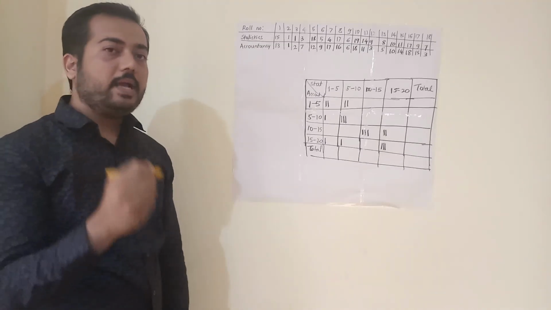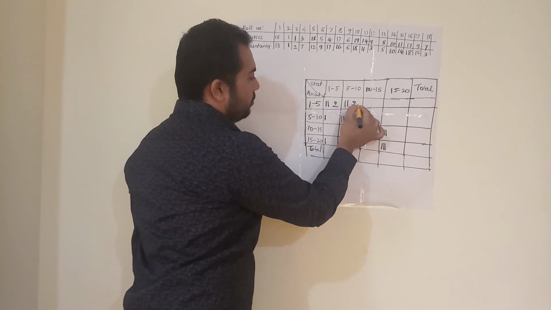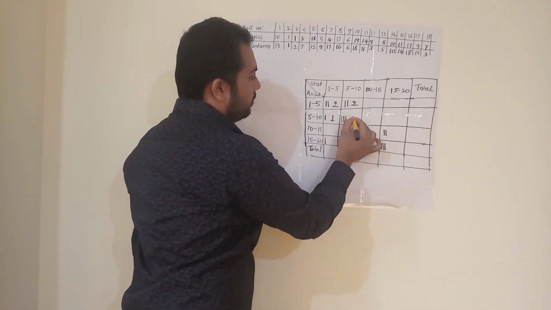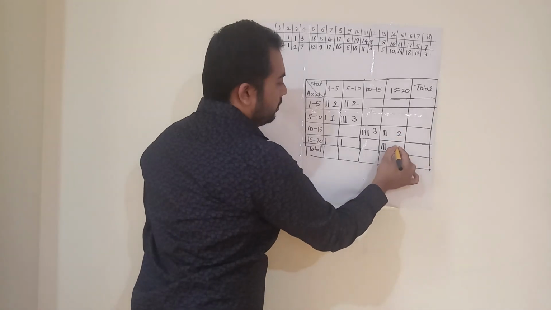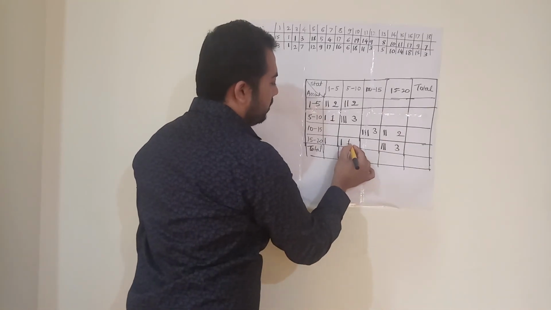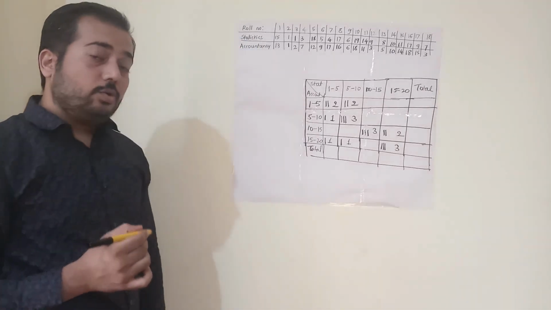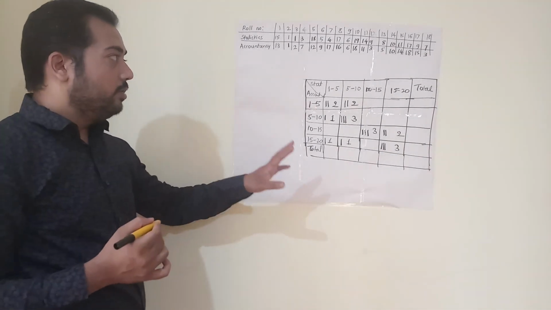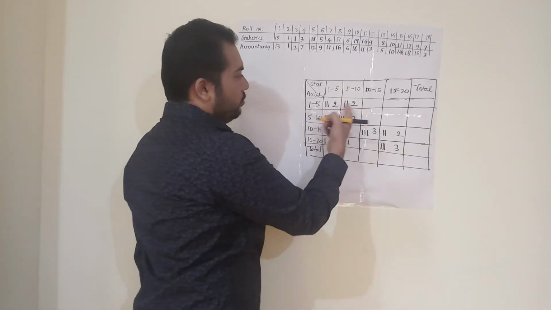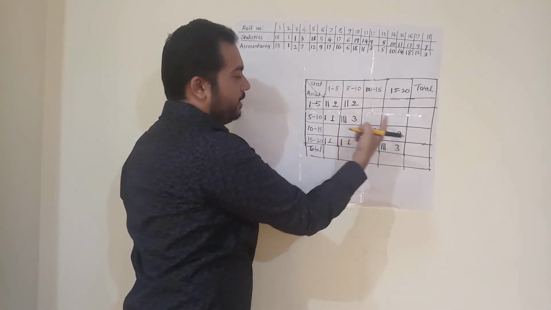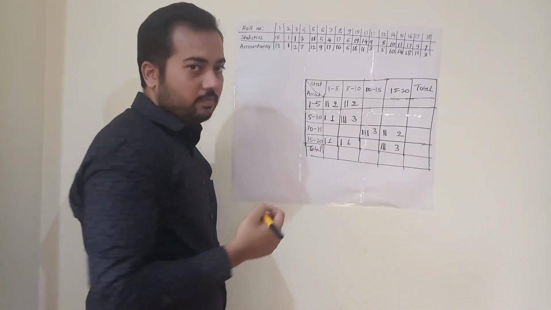Now let me write the count. So this is 2, this is also 2, this is 1, this is 3, this is 3, this is 2, this is 3, this is 1 and this is 1. Okay. So the total frequency should always give me 18. So 2 plus 2, 4 plus 1, 5 plus 3, 8, 10, 13, 14, 15, 18. So it is giving me the correct 18.